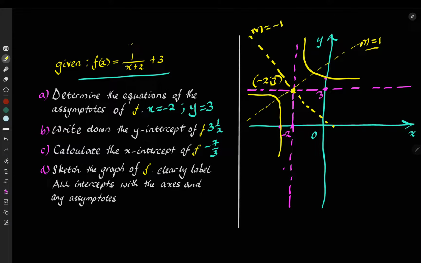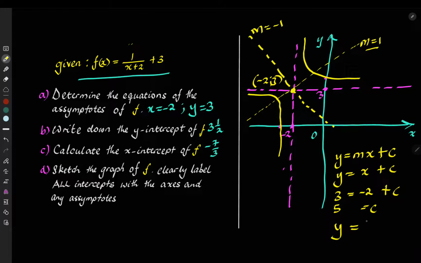So for the m equals 1 line, we can say y is equal to mx plus c. And we know what our m is, so y is equal to 1x, which is just x plus c. Then we use the coordinates of the asymptote intersection, that point negative 2 and 3, to get c. So here the y is 3, so 3 is equal to negative 2 plus c, then c is equal to 5. So the equation of the axis of symmetry with gradient 1 will be y is equal to x plus 5.